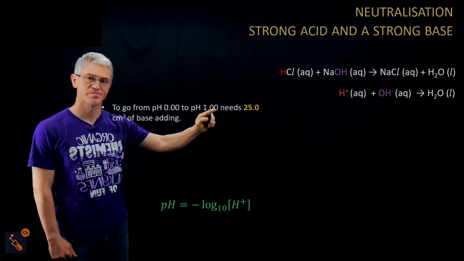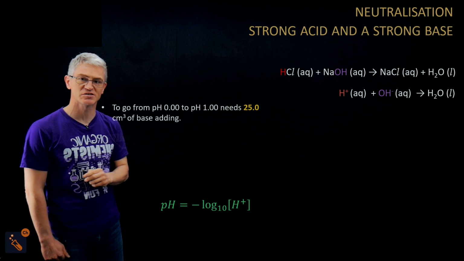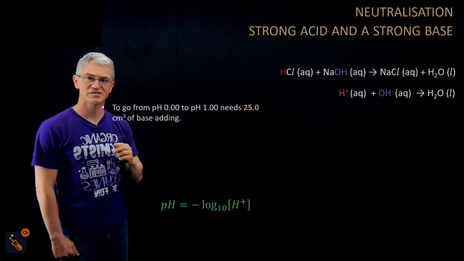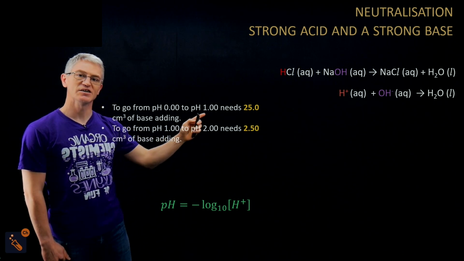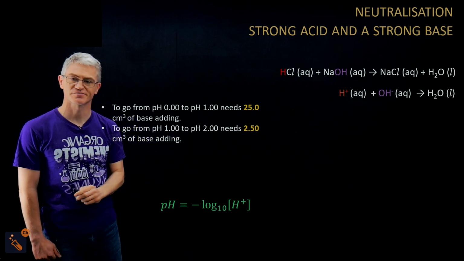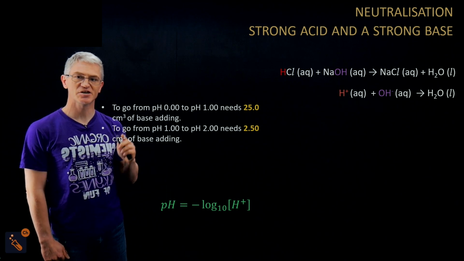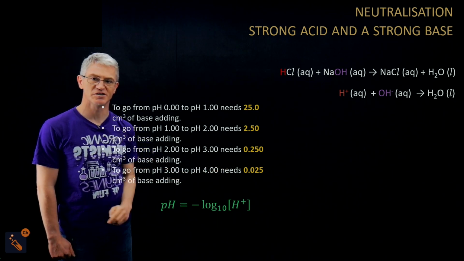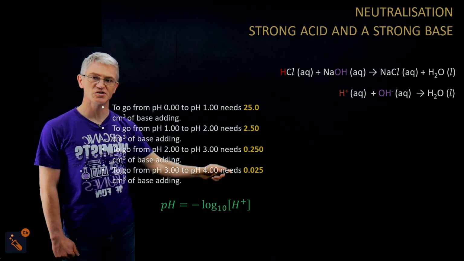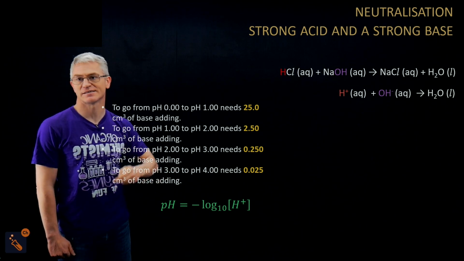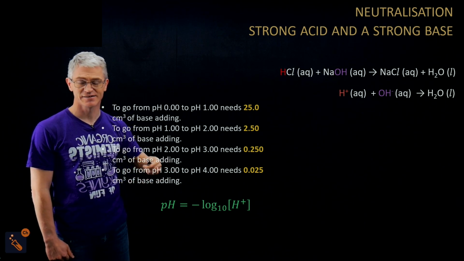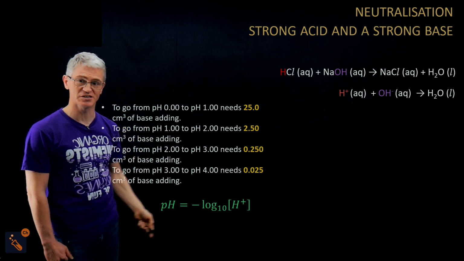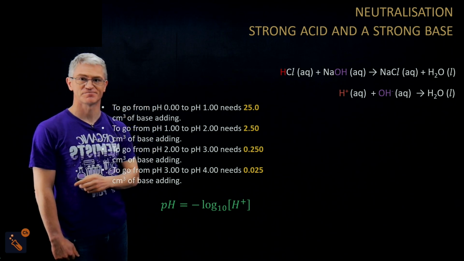So pH 0 to 1 needs 25 centimeters cubed of base adding. This is just an example. Because it's a log to the base 10, when we go to the next pH unit, it reduces by 10. If we go from 2 to 3, it reduces by another 10. We go from 3 to 4, it reduces by another 10. So the volume of the base that needs adding is getting down by a power of 10 every single time until it's literally droplets that will change it. And that's when you get your big vertical section.